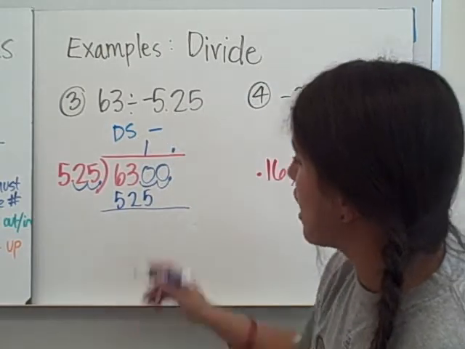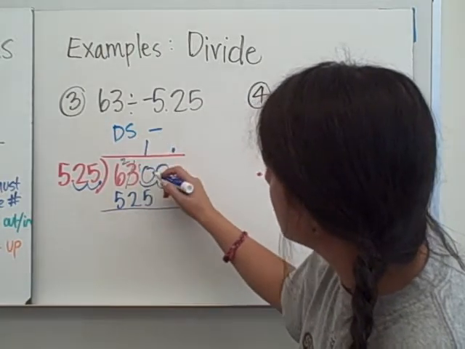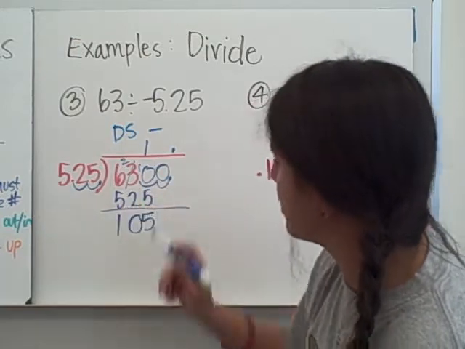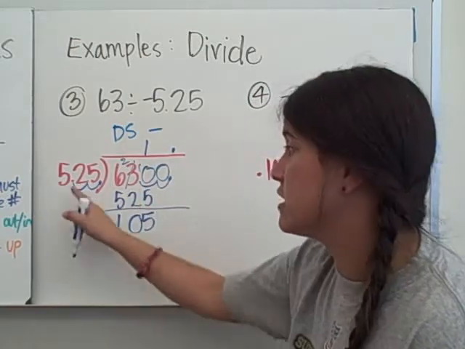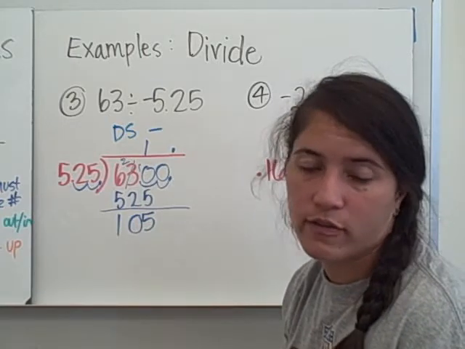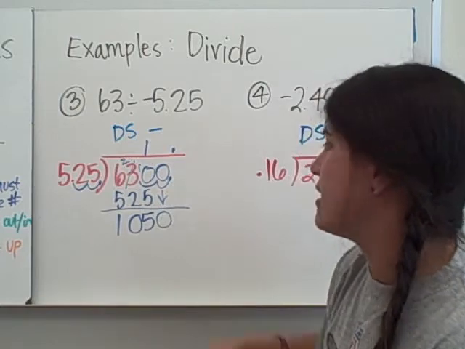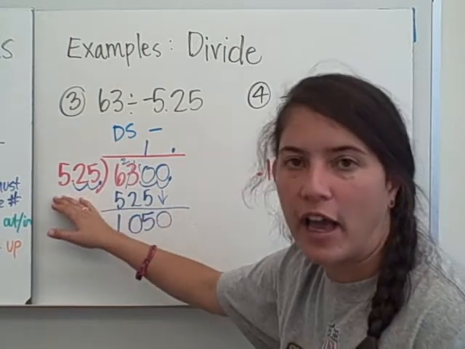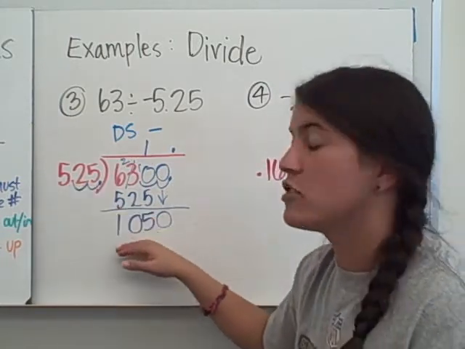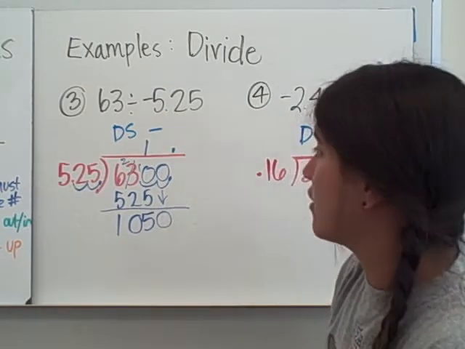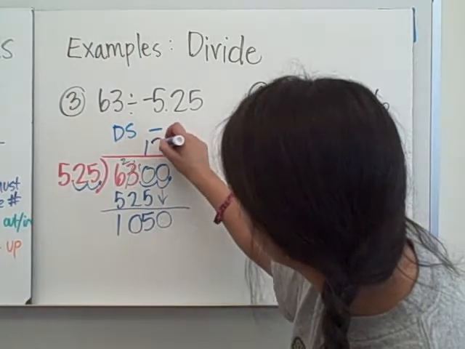And when we subtract, 10 minus 5 is 5, 2 minus 2 is 0, 6 minus 5 is 1. We're left with 105. Does 525 go into 105? No. I bring down my 0. And now I'll look at this. How many times will 525 go into 1050? And I know after doing the math that it should be 2 times.